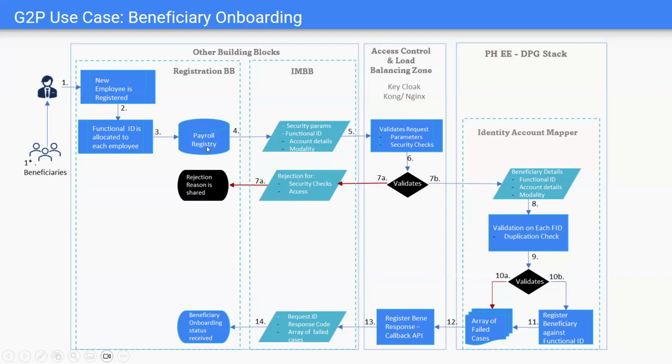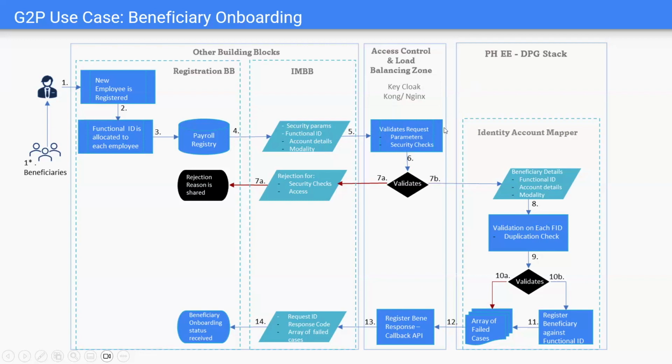Once they have been saved in the payroll registry, that information is sent via the information mediator building block to the payment hub side. This is done via the register beneficiary API. Besides the security parameters, the information being sent includes the functional ID, the basic account details and the modality. This is something that has been shared initially via the registration building block.